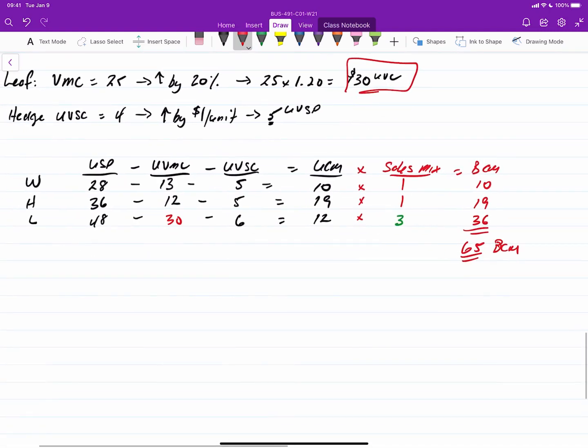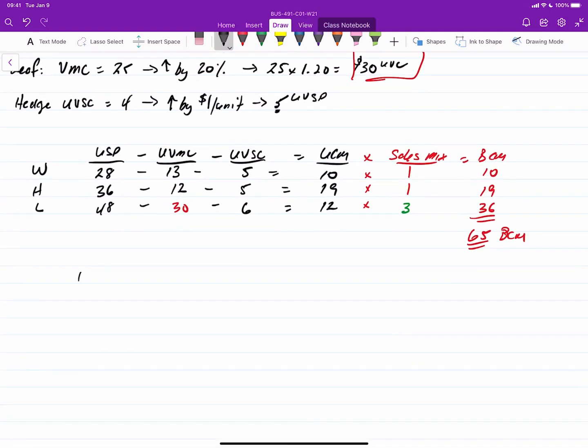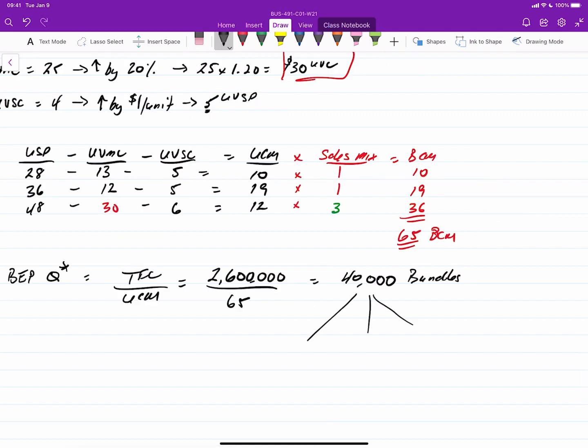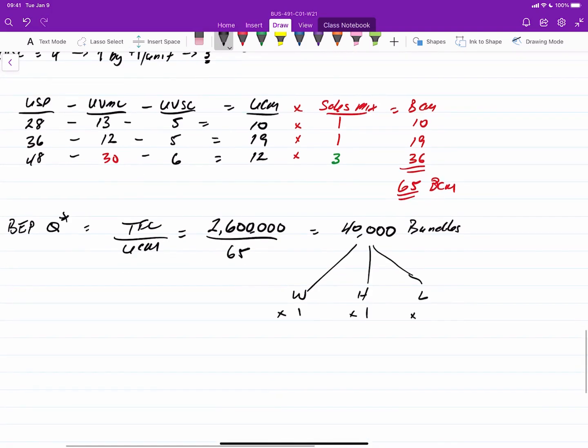Then, in terms of determining our break-even point, the rest is pretty straightforward. Our break-even point Q star, and this time for bundles, is equal to total fixed cost over unit contribution margin. Our total fixed costs haven't changed, $2,600,000, and our bundle contribution margin is 65. So that's 40,000 bundles. But don't forget that bundles must be split into weeders, hedge clippers, and leaf blowers. So times 1, times 1, times 3. That's 40,000 weeders, 40,000 hedge clippers, and 120,000 leaf blowers. And that's it. We've now completed in-class problem 3.2 on multi-product CVP.